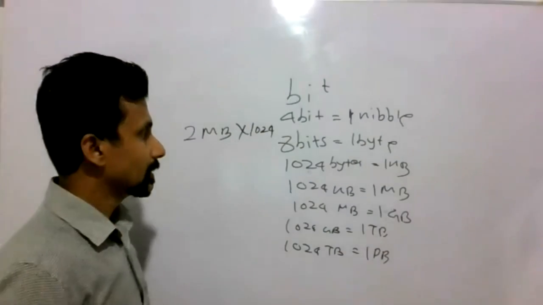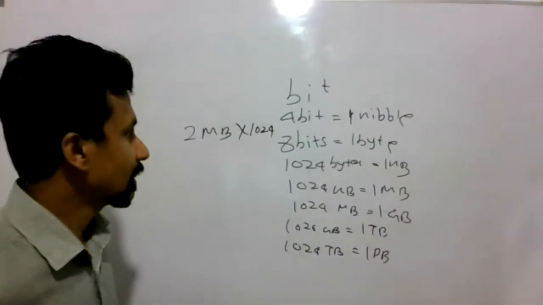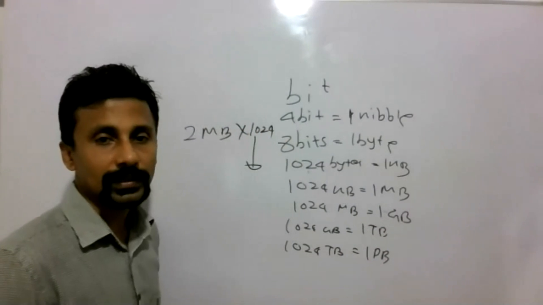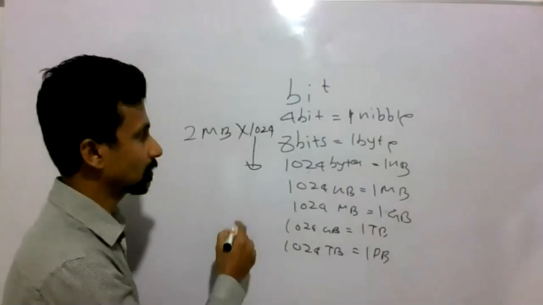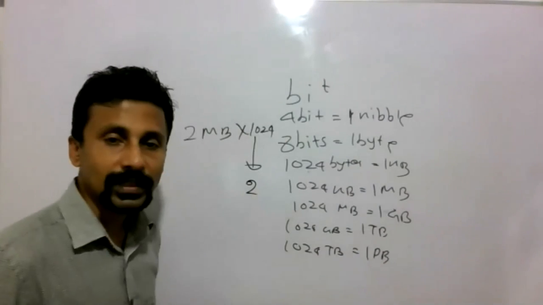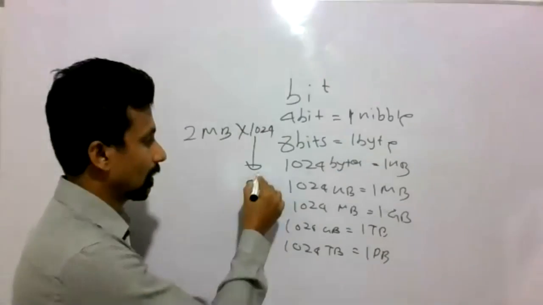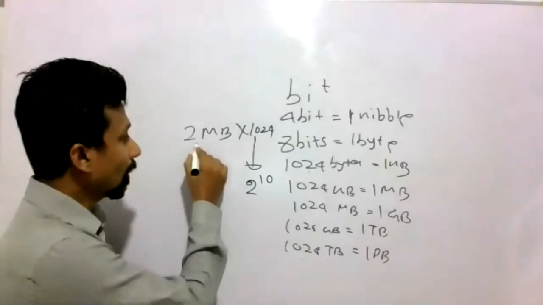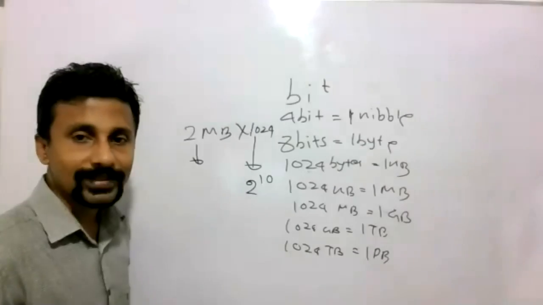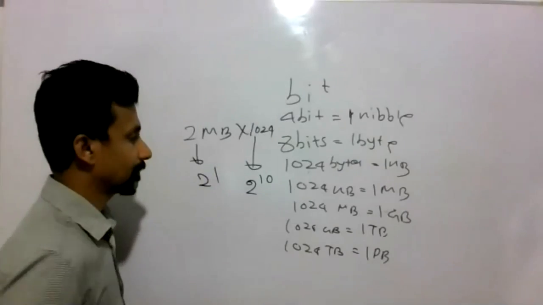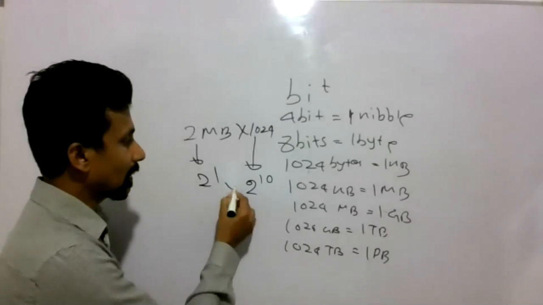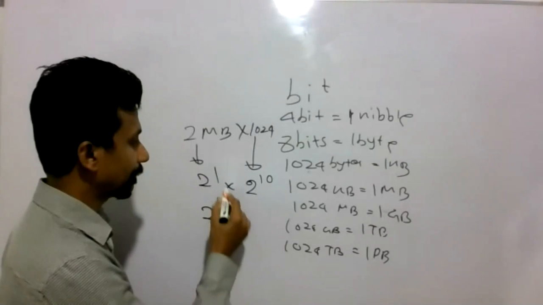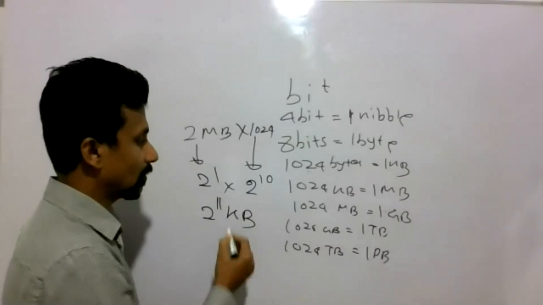So what I have to do, you have to multiply by 1024. And when you are multiplying, you will be getting a value like a power. 1024 you can represent as 2 to the power 10, right? 2 you can represent as 2 to the power 1. So when you are multiplying the powers, you have to add them together. So 2 to the power 11 kilobyte, you can put as the answer.